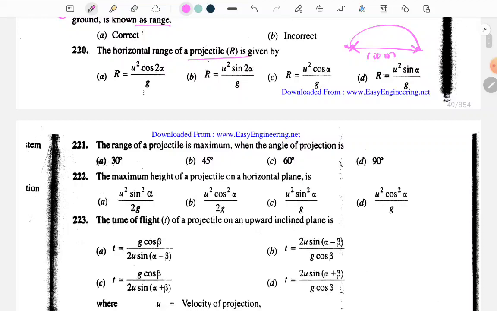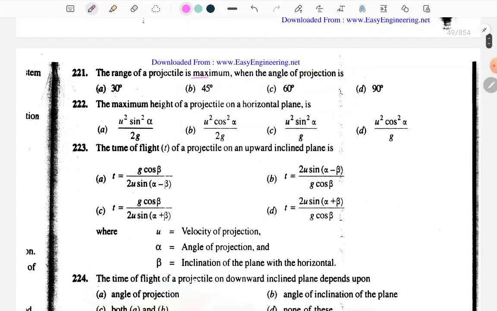Horizontal range of the projectile is u square into sin 2 alpha by g. So that is option B, u square into sin 2 alpha by g. The range of the projectile is maximum when the angle of projection is 45 degrees. So when you throw at this angle of 45 degrees, the range will be more. That's why javelin throw players mostly throw at this angle, then only the range is maximum.